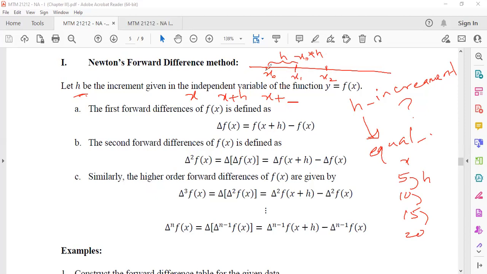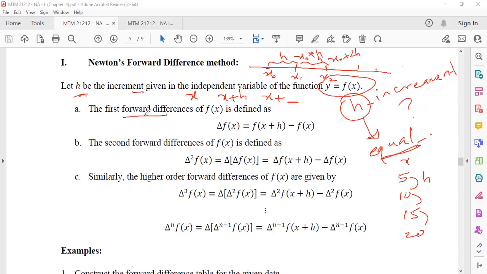Yes, good. So it means 2 times h, isn't it? So you can take h plus h. So x0 is 2h distance from x2. So similarly it goes, okay? Since we are taking equal distances, h will be the equal increment, okay? h is the increment given in the independent variable. So our function will be y is equal to f(x).